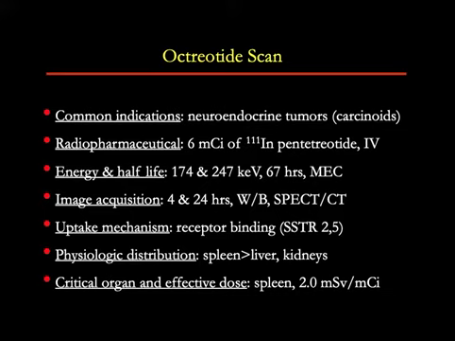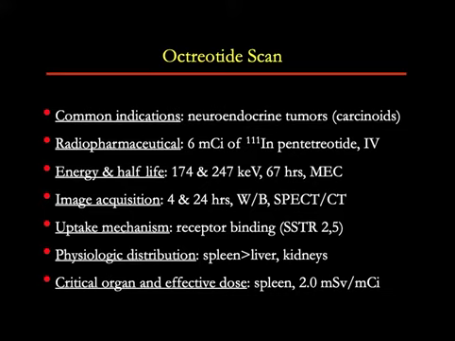Remember, indium 111 has a 67-hour half-life, has two photo peaks of 174 and 247 keVs, and we use a medium energy collimator to image these patients. The mechanism of uptake is receptor binding to somatostatin receptor subtypes 2 and 5. Octreotide or pentatreotide is a somatostatin analog, and it's labeled with indium 111.